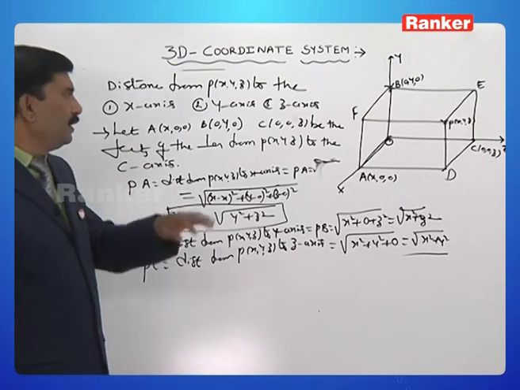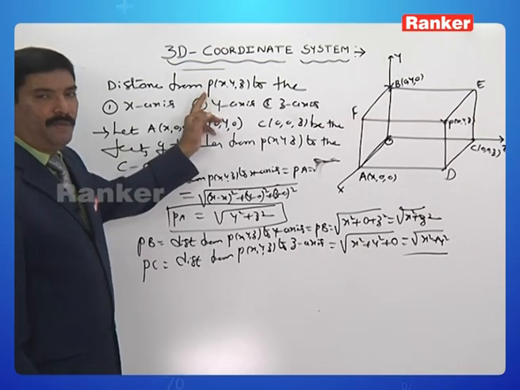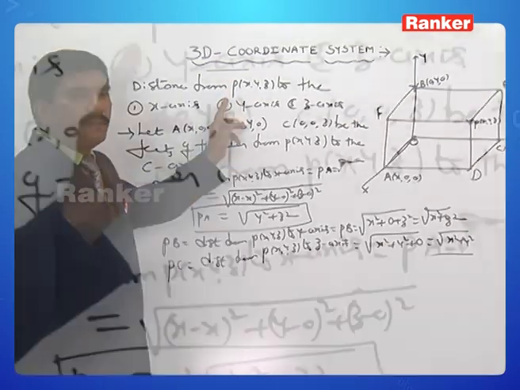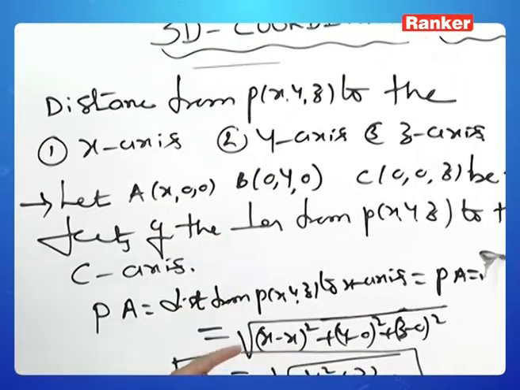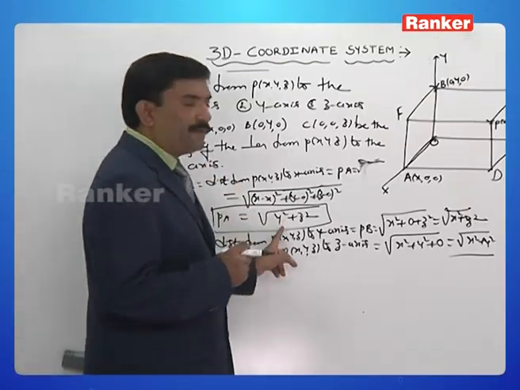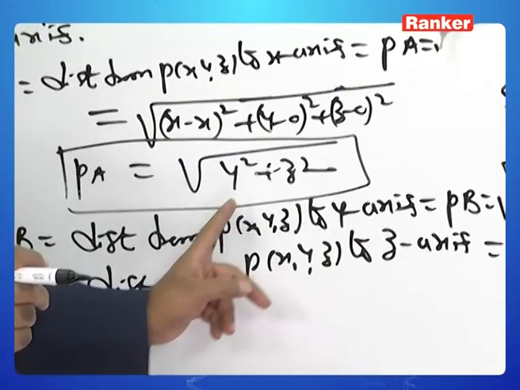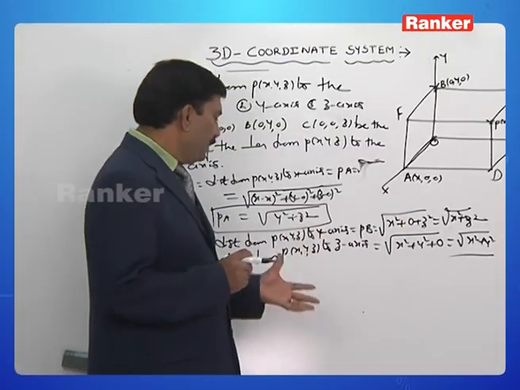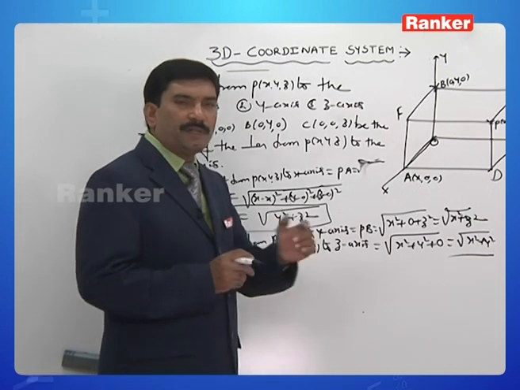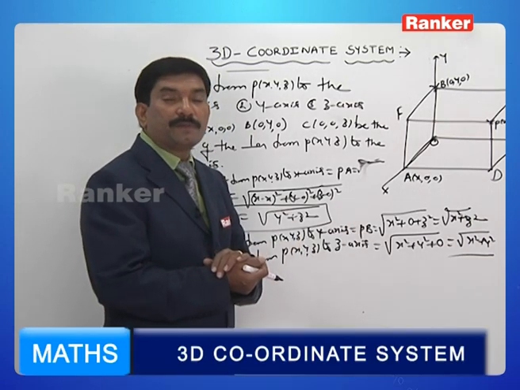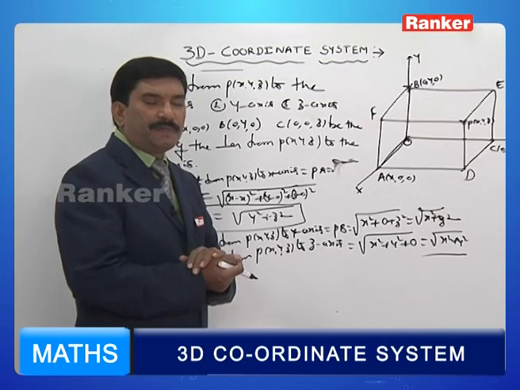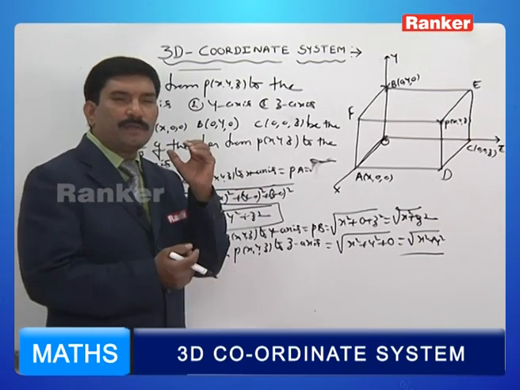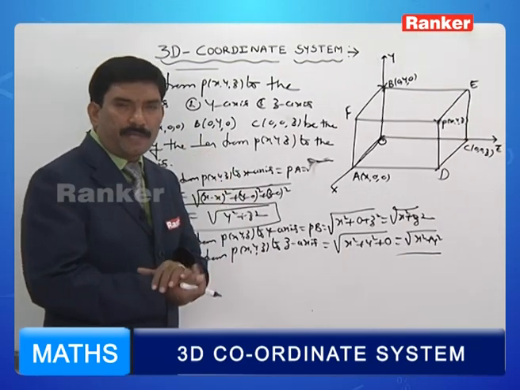Remember, the distance from the point P, which is in space OXYZ, to the x-axis is square root of y square plus z square. To the y-axis is square root of x square plus z square. To the z-axis is square root of x square plus y square. Okay, so this is how you can find the distance from the point P to the coordinate axes.